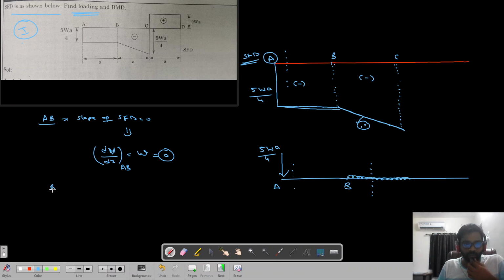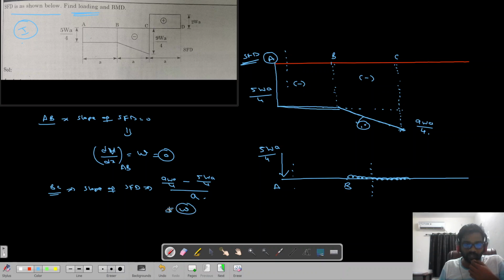So from B to C, what is the slope of the shear force diagram? This value is given as 9WA by 4, and this is 9WA by 4. We have to calculate the slope of this diagram. That is 9WA by 4 minus 5WA by 4, divided by A, which you will get as W.